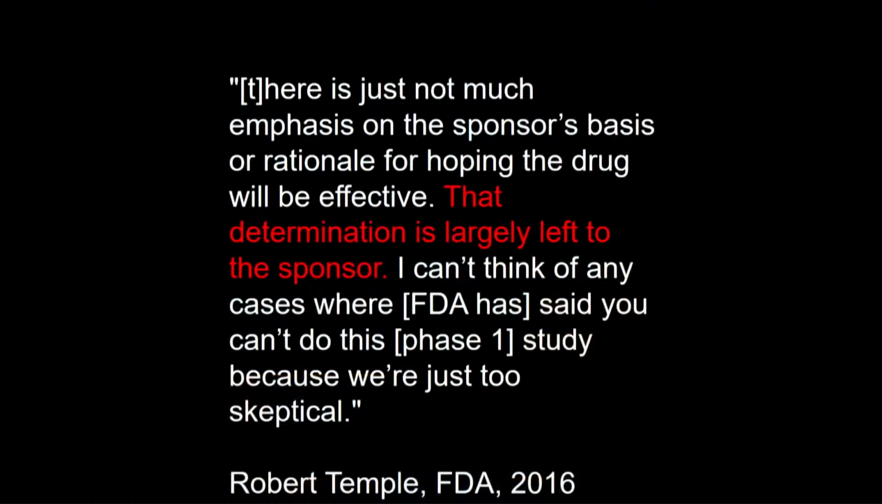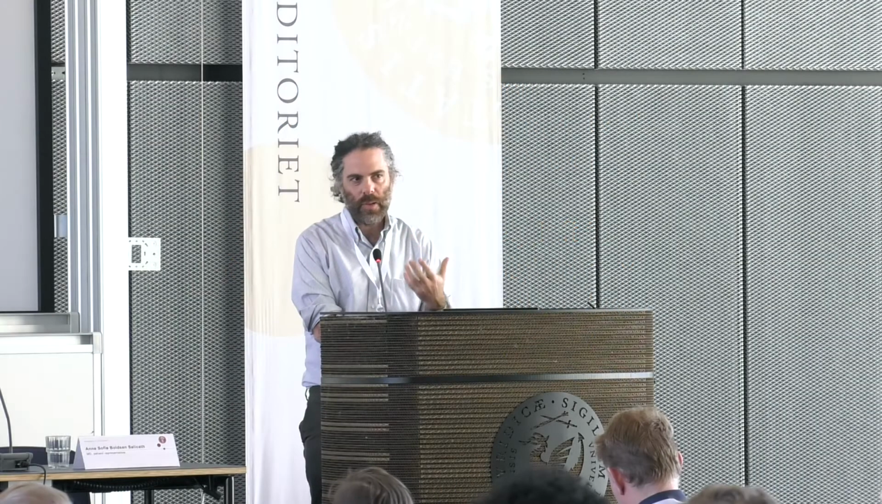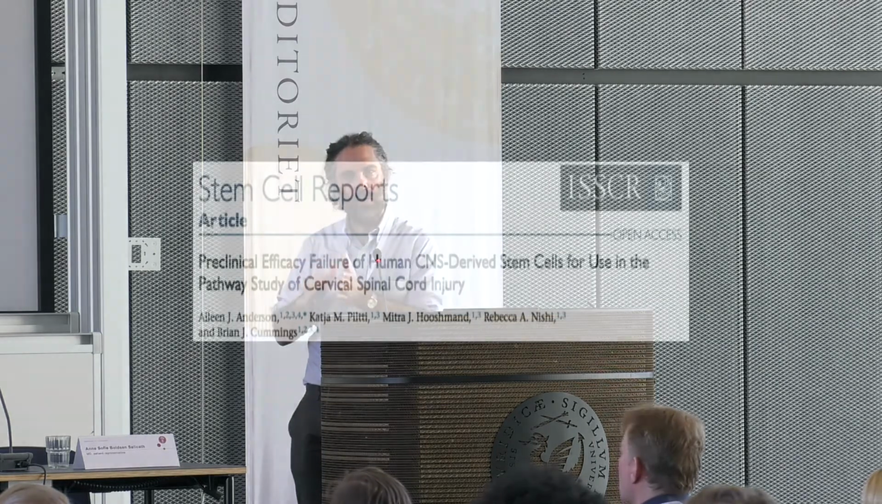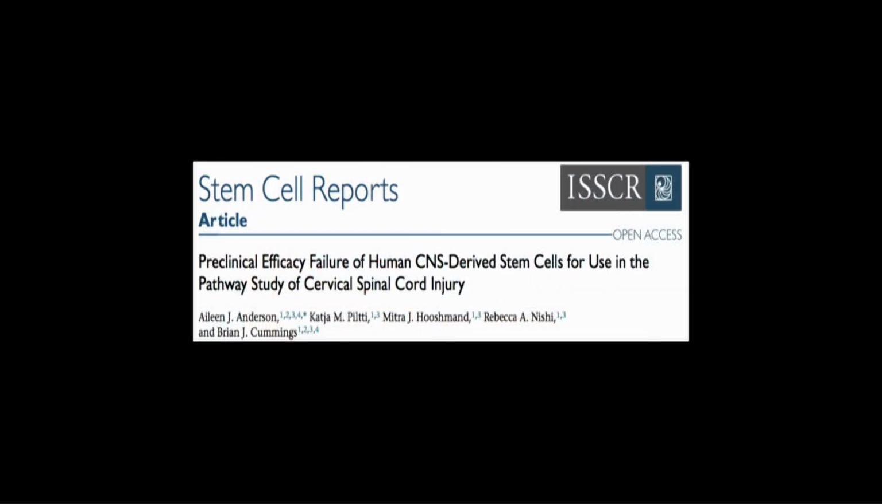And here's a statement from longtime FDA veteran Bob Temple, where he basically says that FDA isn't really carefully looking at evidence of efficacy when they authorize a phase 1 or a phase 2 clinical trial. And so not surprisingly, it's possible to go to the literature to find cases of drugs and cell therapies and other kinds of interventions that have been put into clinical trials, phase 1 or phase 2 clinical trials, in spite of the fact that the non-human animal evidence was in fact negative.